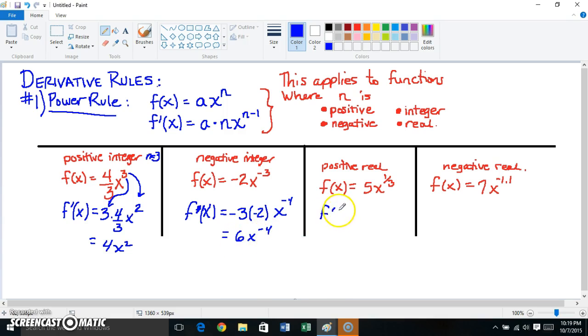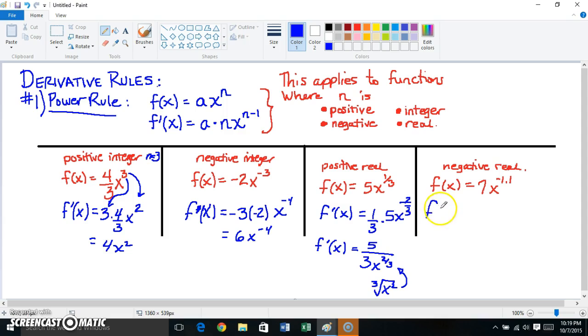The third one, we have a positive real number, our real number being 1/3. We're going to bring that exponent out in front, 1/3 times 5x, reduce the power by 1, 1/3 minus 3/3, negative 2/3. We'd like to use positive exponents in our answer, so we'll call this 5/3x to the 2/3. It could also be written as the cube root of x squared in the denominator there.